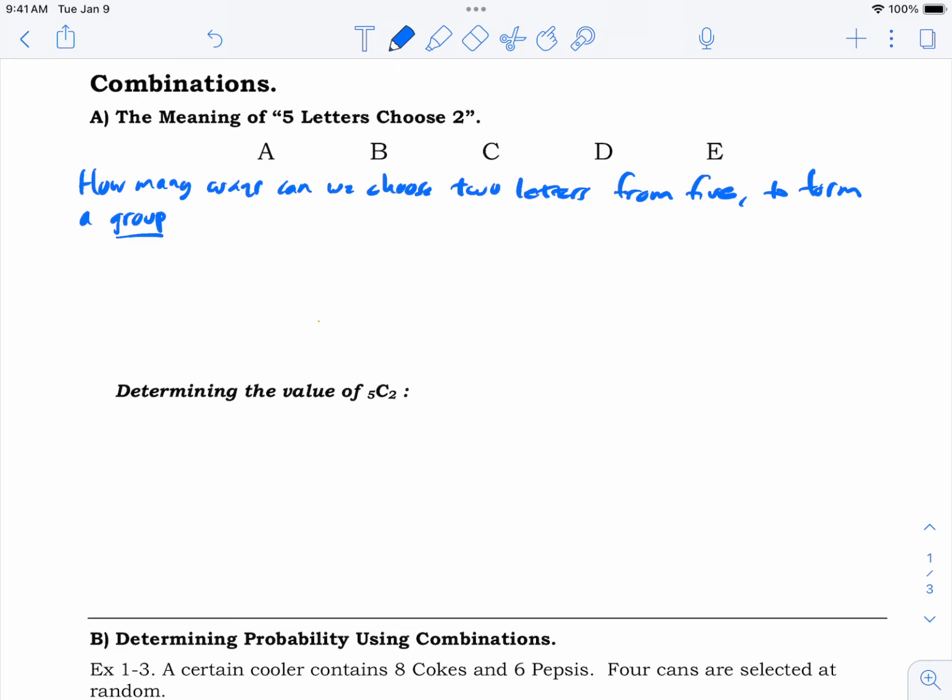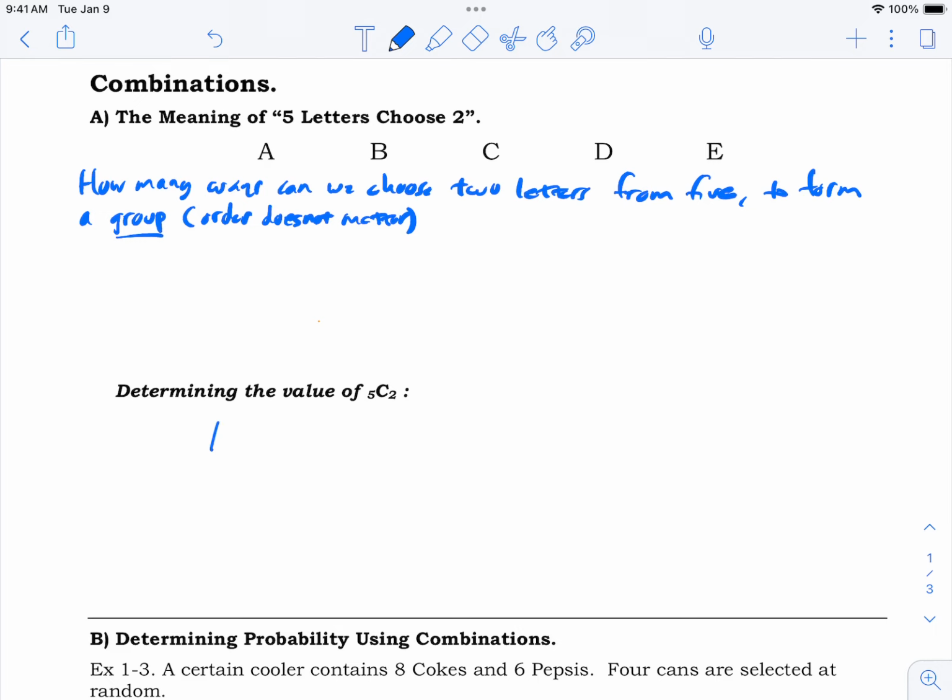And by group, I mean order doesn't matter. That's what I mean. Order does not matter. So let me come down here where it says determining the value of 5C2. All I want to do here is count how many ways I can form 2.